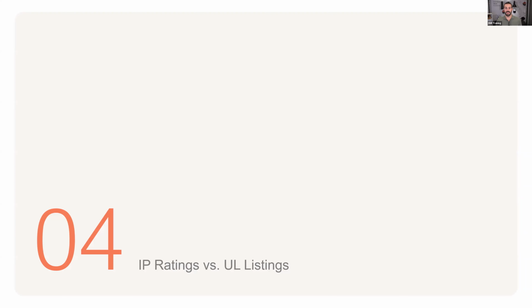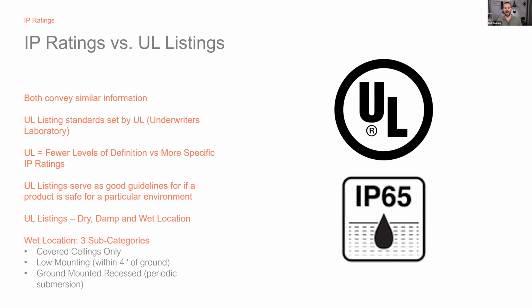A little bit to touch on about IP ratings versus UL listings. Both do convey similar information. I should take a step back and note that a UL listing in general covers a number of different things, whether it's related to safety, installation, temperature, or installation environment. But all listings also contain a specific portion that are dry, damp, or wet listed. And that's what most closely equates with our IP ratings here. UL listings are set by the Underwriters Laboratories.